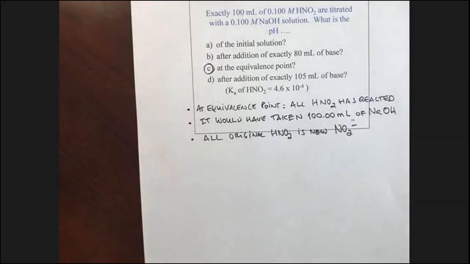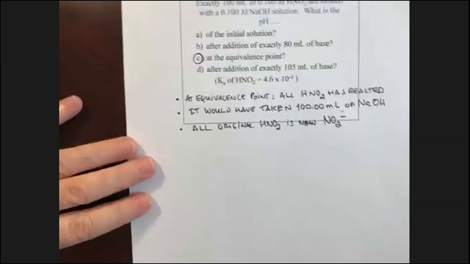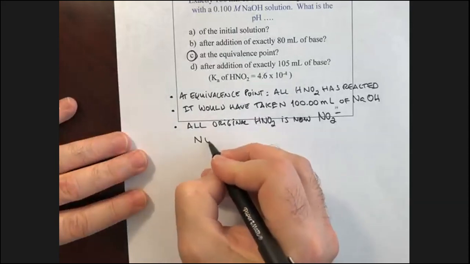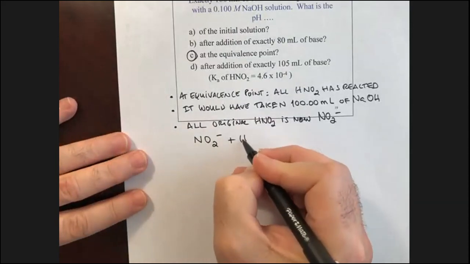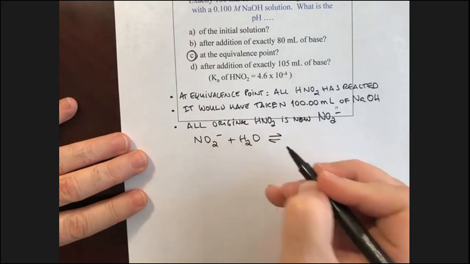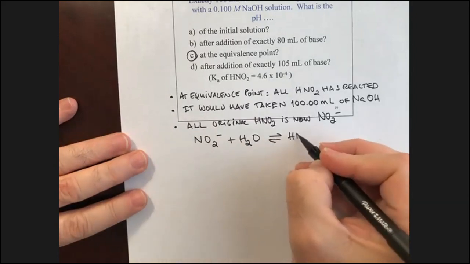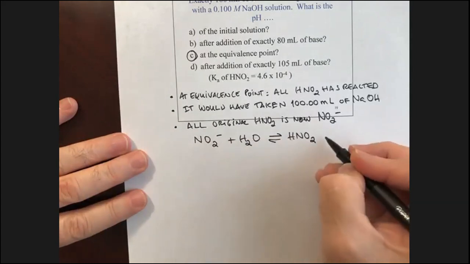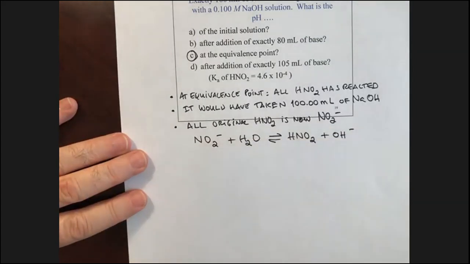All right. So what is going to affect the pH of this solution? Remember, the solution is not going to be neutral because that conjugate base, that product of the complete reaction of the acid, is now going to hydrolyze, right? So the NO2 is going to hydrolyze in water to give us some acid back and hydroxide ions.